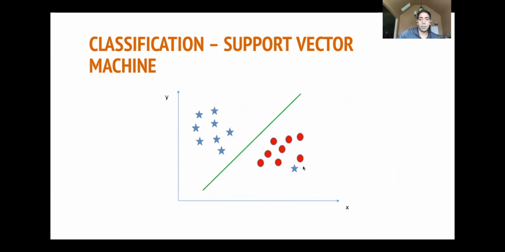And of course, it's not going to be perfect. You can have some patients that are on the other side. So this is all just statistical calculation, so you always have some kind of error.